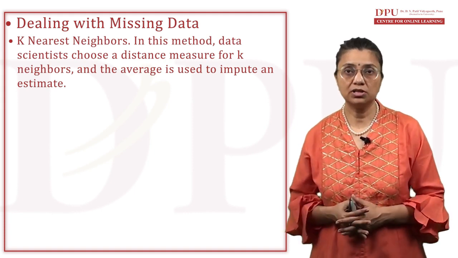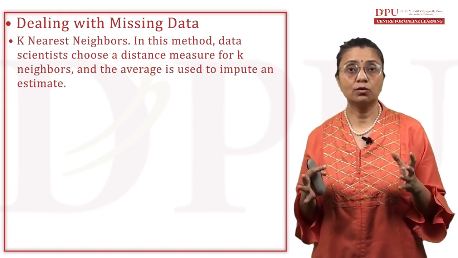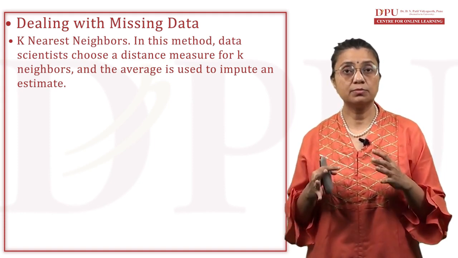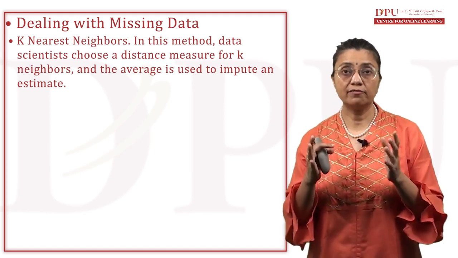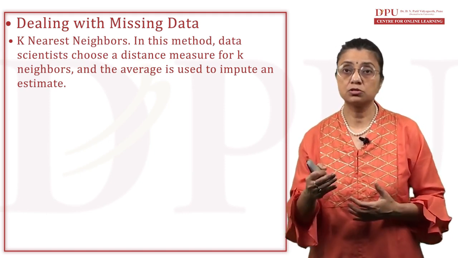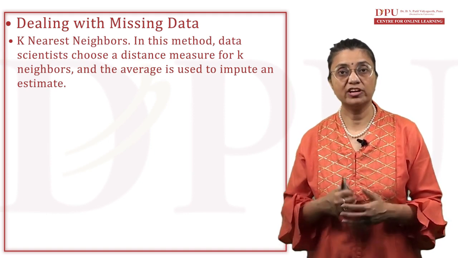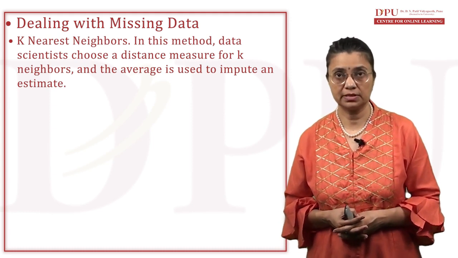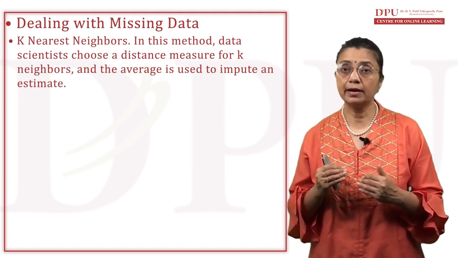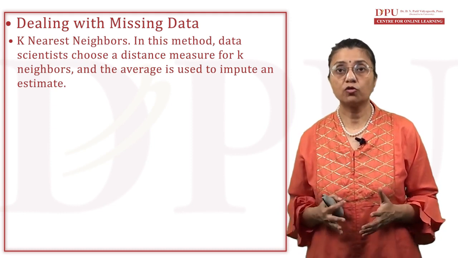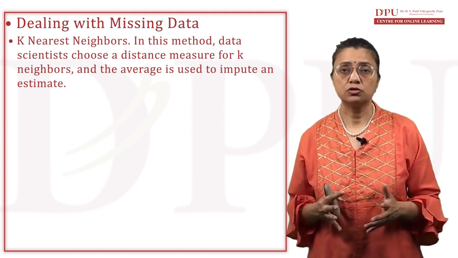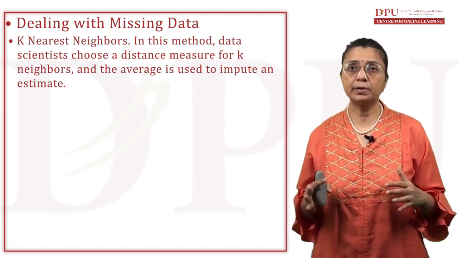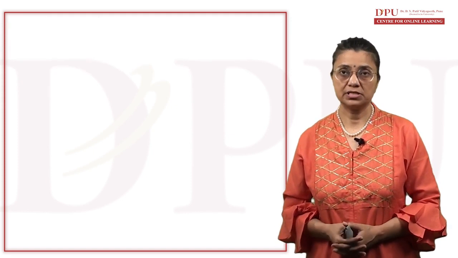So in that case, what we do is we try to find k neighbors. K neighbors means we measure a distance for k neighbors, and that average is used to substitute at the variable where the value is missing. So that is how we impute an estimate, giving an approximate value in that cell instead of dropping the entire variable. So these are certain ways in which we can deal with the missing data and prepare our data for the next step of data analysis.